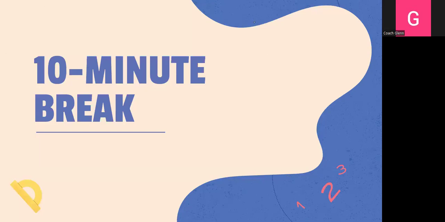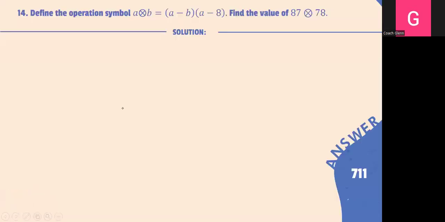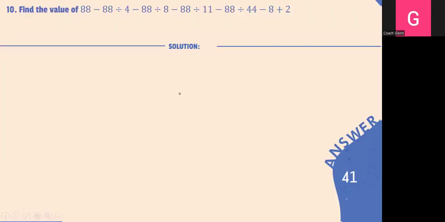Okay, everyone. So let's continue now. But before we continue, let's go back to number 10. So this was supposed to be divided by 2, okay, not addition. So let's try to resolve that one again. So first we have 88. 88 divided by 4, that's equal to 22. 88 divided by 8, that's 11.